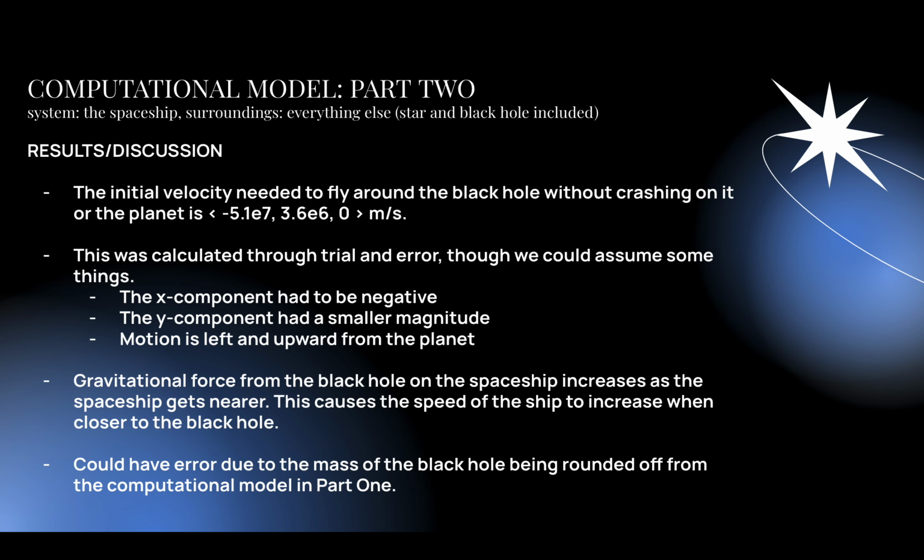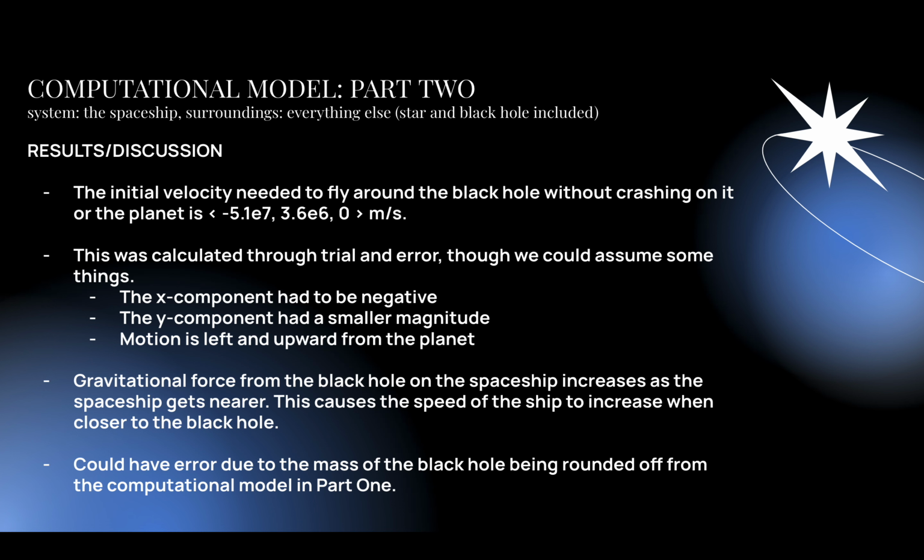The initial velocity needed to fly around the black hole without crashing on it or the planet is negative 5.1 e7, 3.6 e6, and 0 meters per second. This was calculated through trial and error, though we could assume some things. The x component had to be negative, and the y component had to have a smaller magnitude than the x component. This results in motion that's left and upwards from the planet.